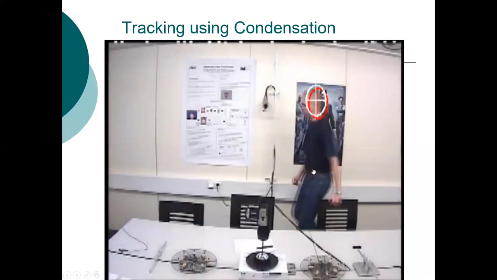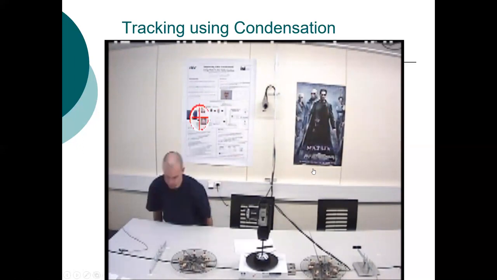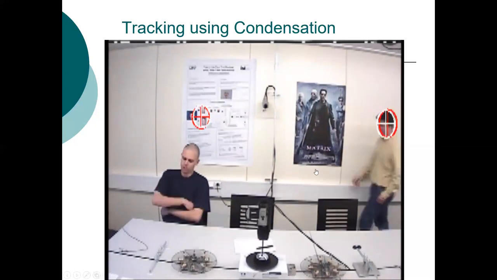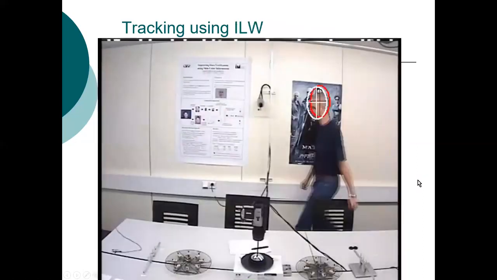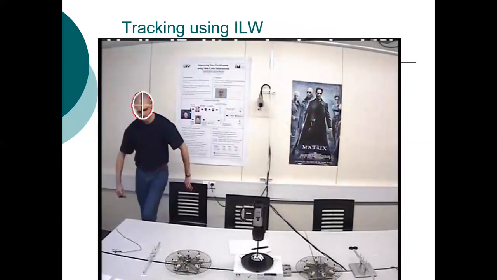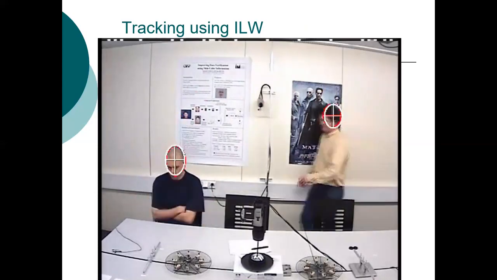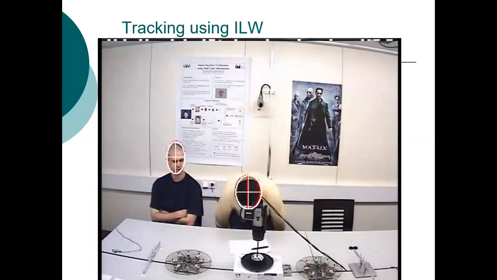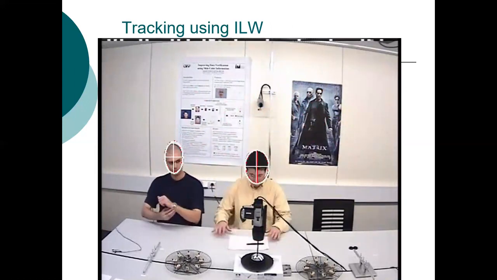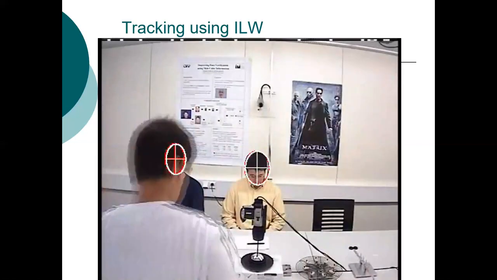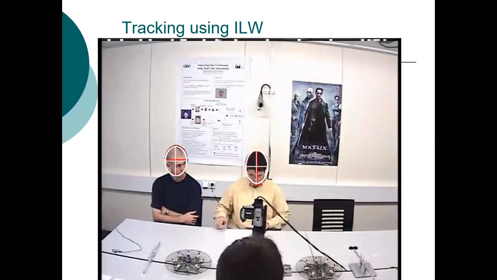But when we use iterated likelihood, you can see that the person is properly tracked, that we don't lose him. The second one, we don't lose him either. And the third also, we don't lose him. So the iterated likelihood was able to track the people all along.